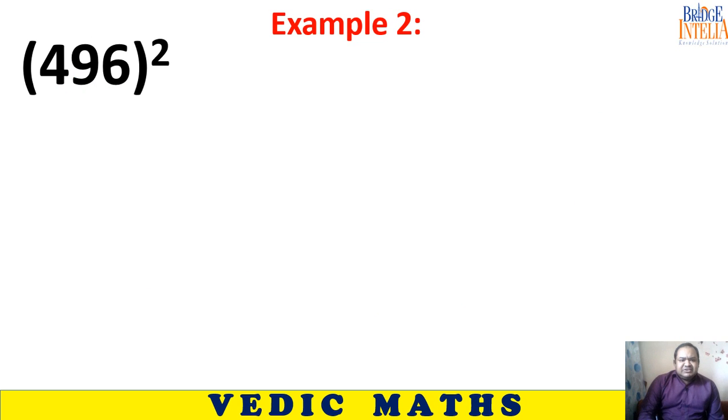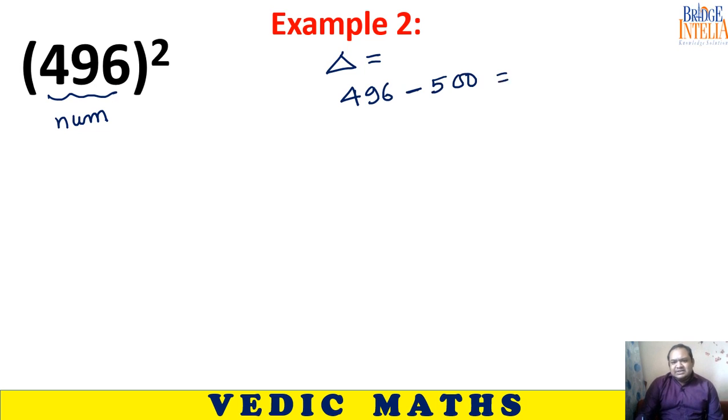Now let's see the second question: 496 whole square. The given number is 496. Let us first find the deviation or delta. From the given number you have to subtract 500. So this time the deviation is negative, minus 4. So what will be the final answer?